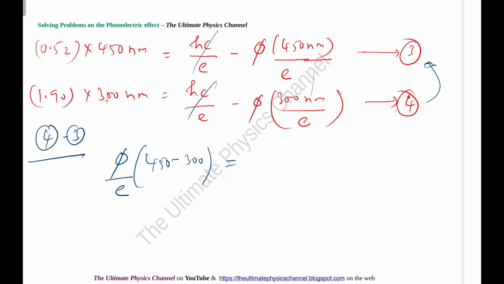Here, on the other hand, this is going to be 1.9 times 300 minus 0.52 times 400, 450. Of course, nanometer units here.